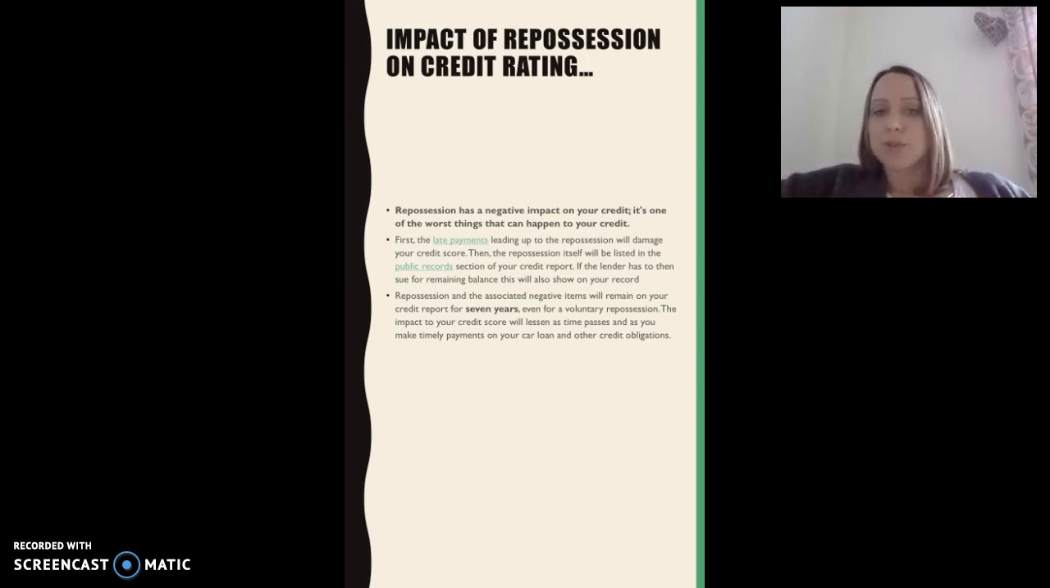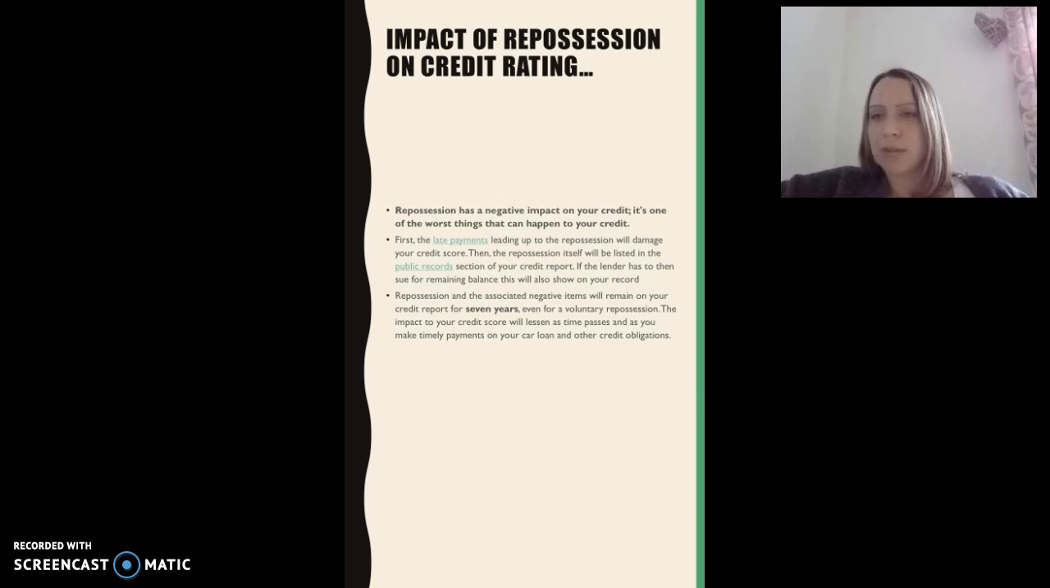So it's also important to recognise that repossession has a really negative impact on your credit. It's one of the worst things that can happen to your credit rating, and it will take your credit rating score a long time to recover. So make sure that you have factored in, actually, if you're taking your car finance over 48 months as an example, that you can actually pay for it, and you've accounted for that in your cash flow forecast for the 48 months.